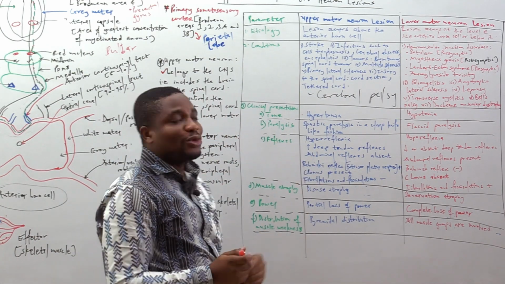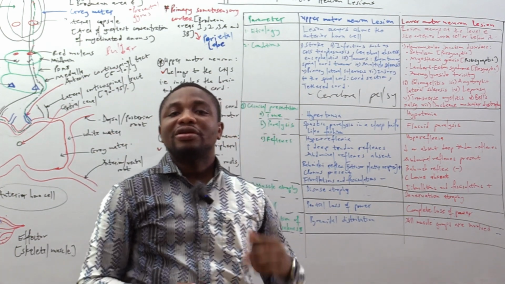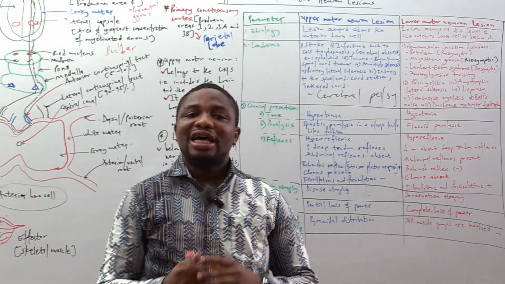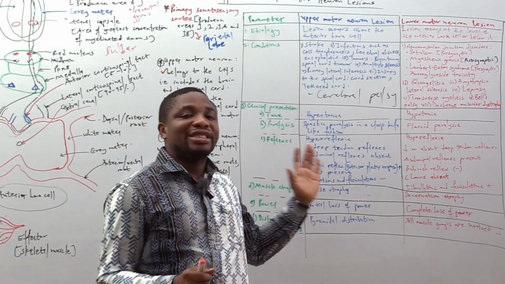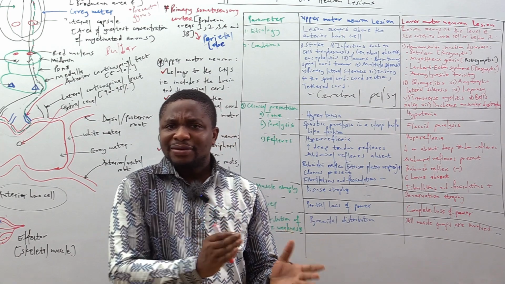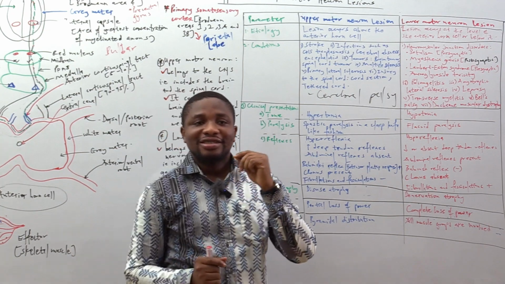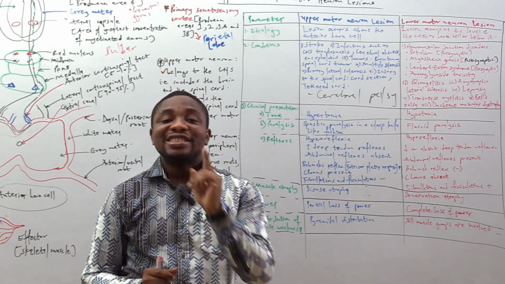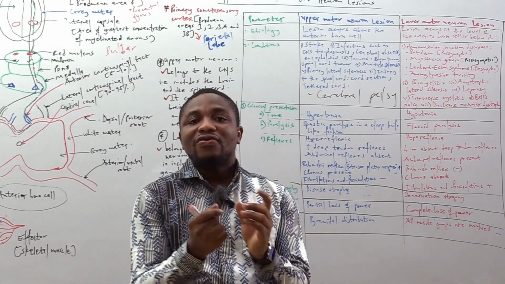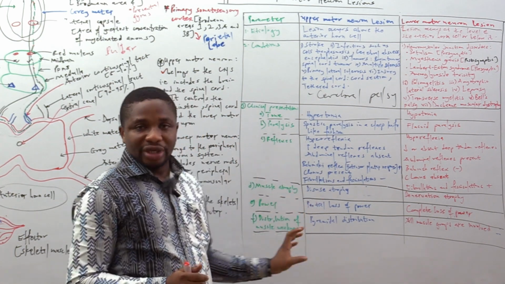Now, the next thing we will talk about under the reflexes is fibrillations and or what? Fasciculations. Fibrillations and fasciculations are absent in upper motor neuron lesions, but they are present in lower motor neuron lesions. Then the question is, what is fibrillation? What is fasciculation? Fibrillation is contraction of a single muscle fiber, but fasciculation is contraction of what? A group of muscle fibers.